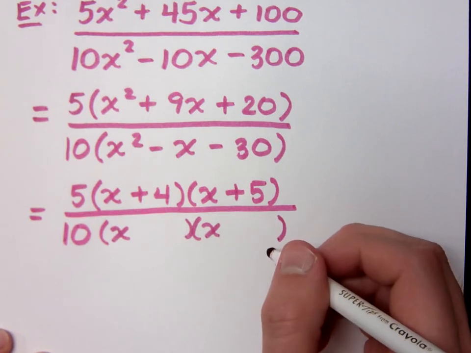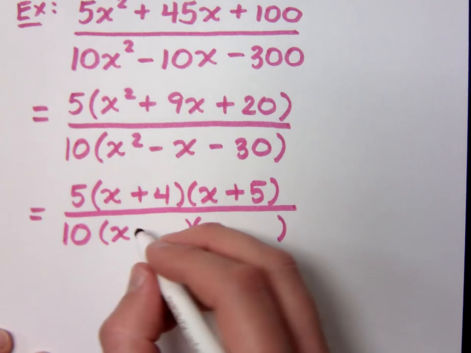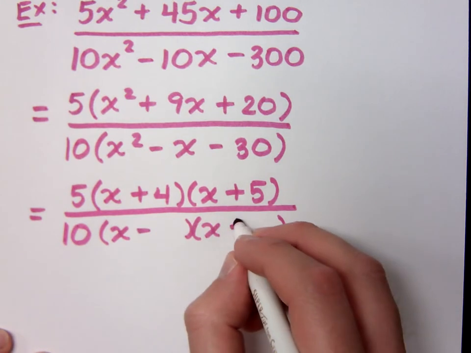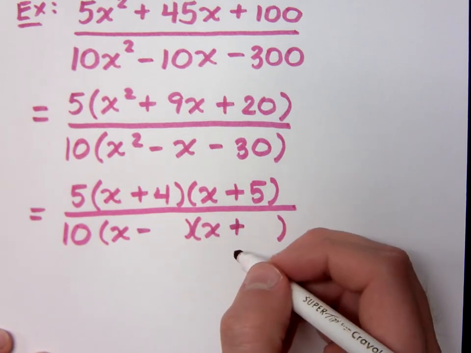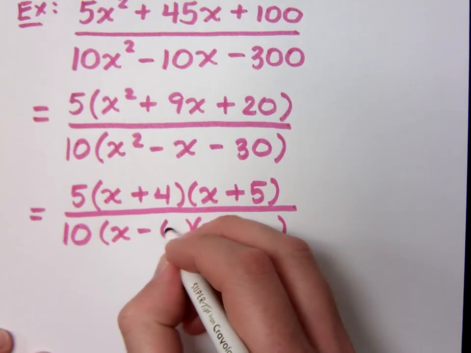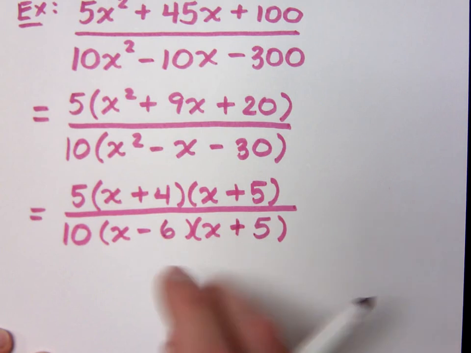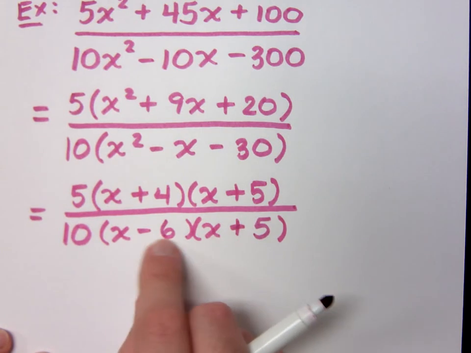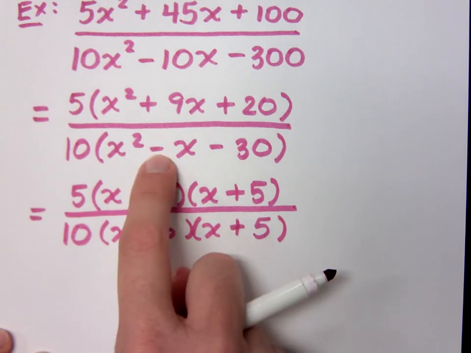Since those are important. Negative and positive. Which one of these is going to be the larger number? The negative will be larger, so that means I need to have a negative 6 and a positive 5. And the reason I want the negative one to be larger is so when I combine the negative and the positive, I still come up with a negative x in the middle.